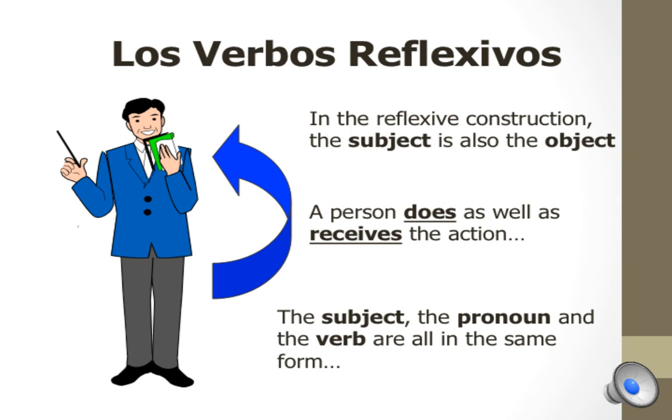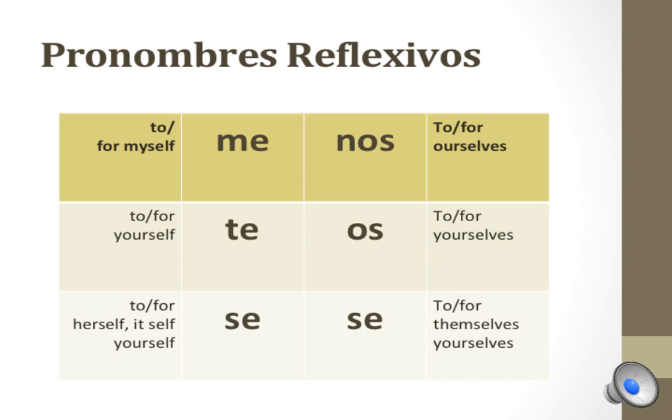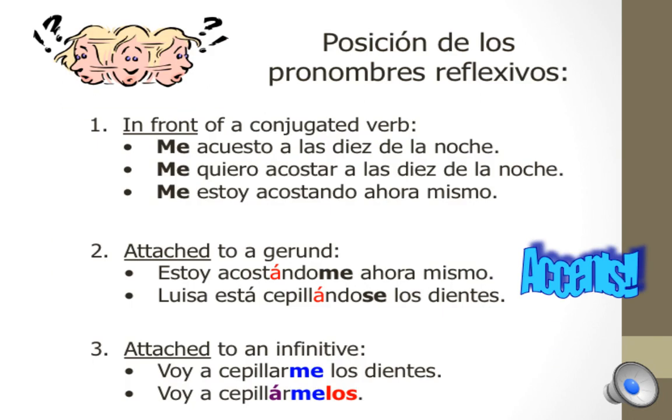The reflexive verbs. You spent an entire unit on this last year. A reflexive verb is when the subject and the object are the same. A person does as well as receives the action. And the subject, the pronoun, and the verb are all in the same form. So these are the reflexive pronouns, and here you have what each of them mean. The pronoun placement is the same as the previously mentioned.